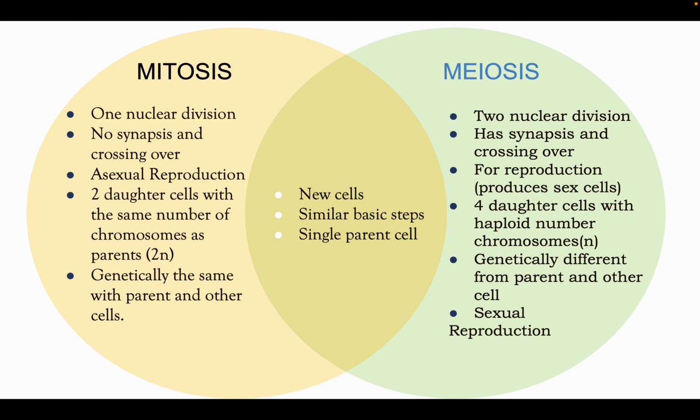How about genetic variation? So in mitosis, it does not create genetic diversity as the daughter cells are genetically identical to the parent cell. While in meiosis, it creates genetic diversity through processes like crossing over, or the exchange of genetic material between the homologous chromosomes, and a random assortment of chromosomes during meiosis 1, which results in genetically unique offspring.